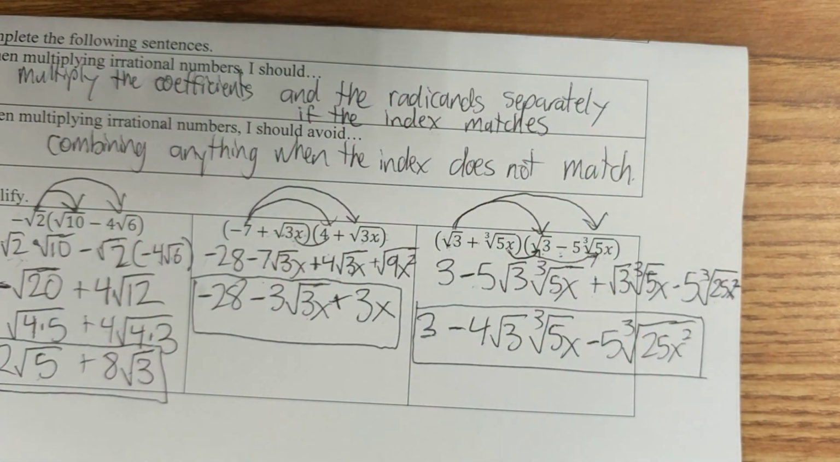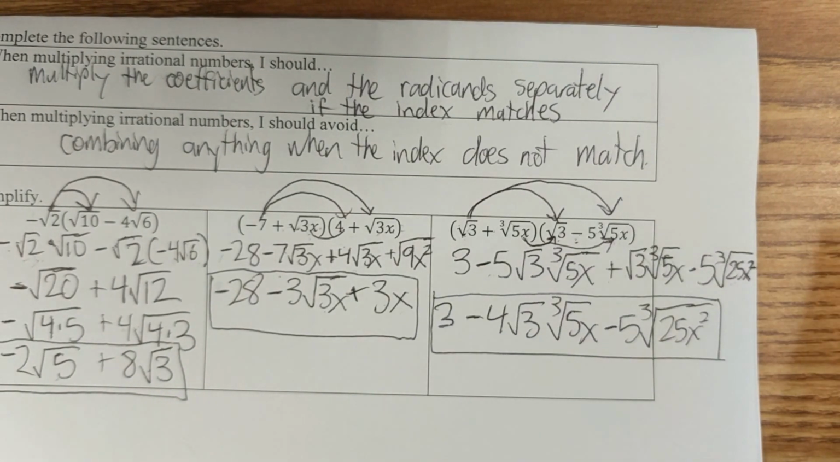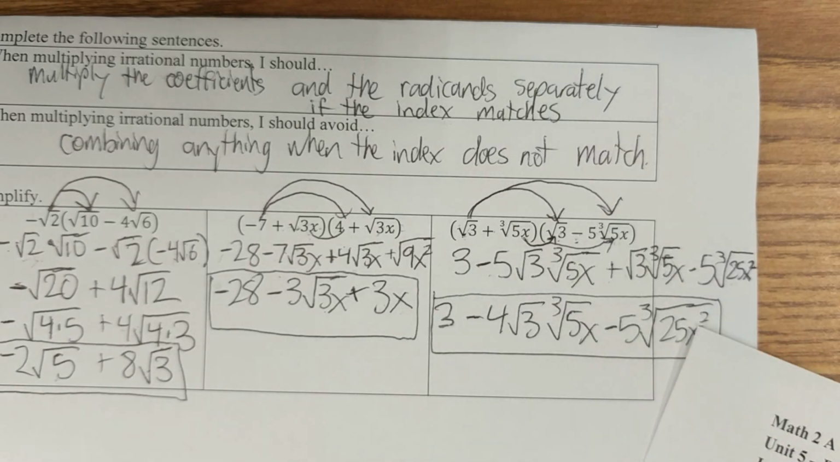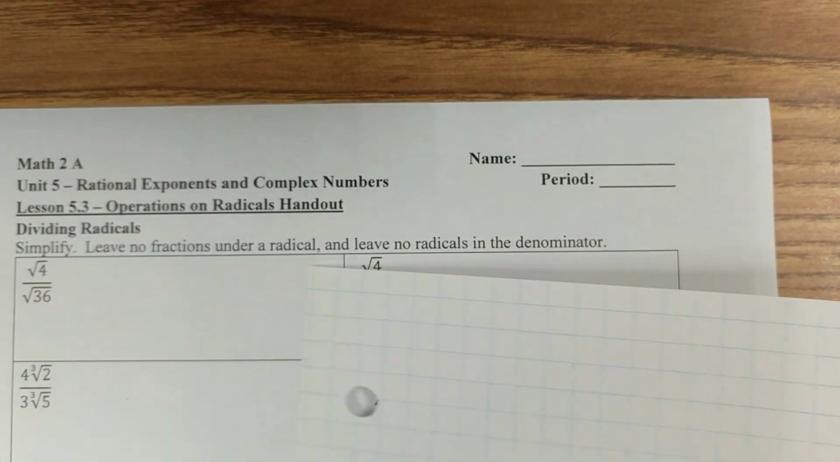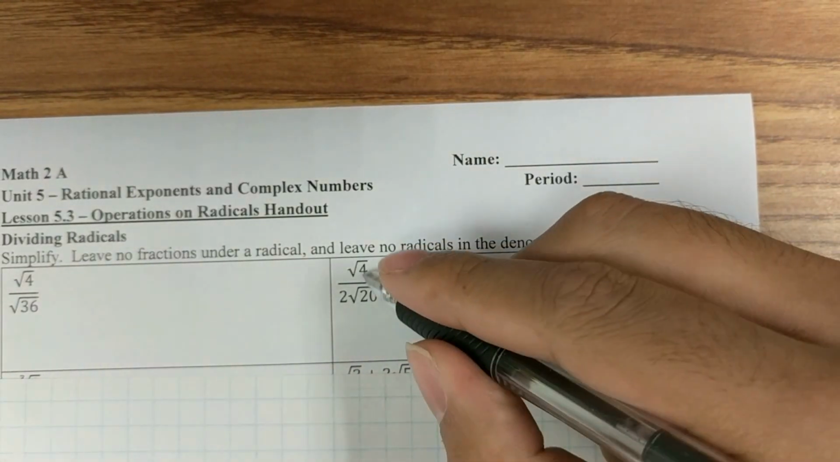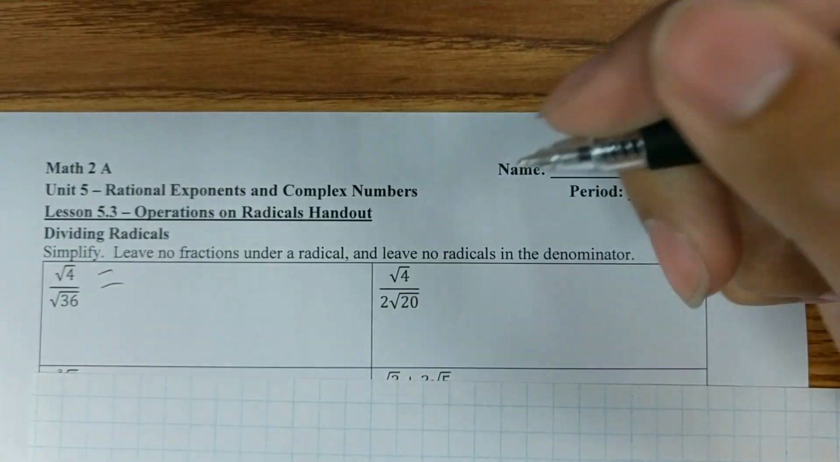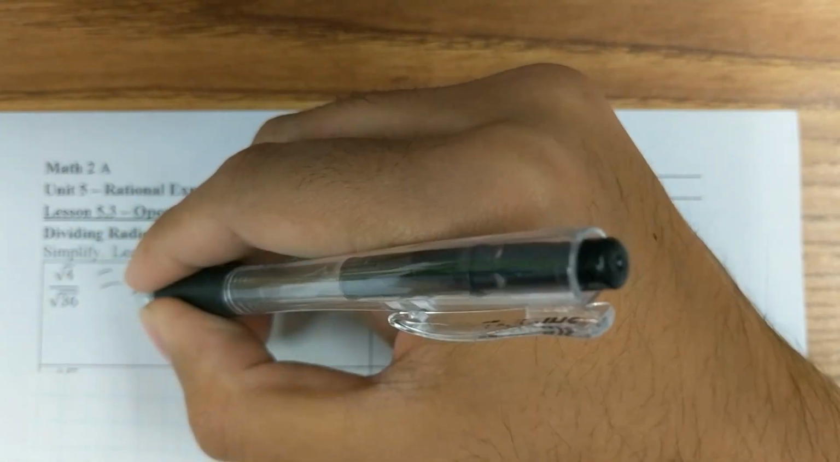Okay, so that's multiplying. Now we're going to look at how to do dividing radicals. Okay, so you're probably going to want a separate sheet of paper for this. It takes more room than I gave you on the paper, so sorry about that. Okay, so this problem is pretty simple. You can just simplify. Square root of 4 is 2, square root of 36 is 6.